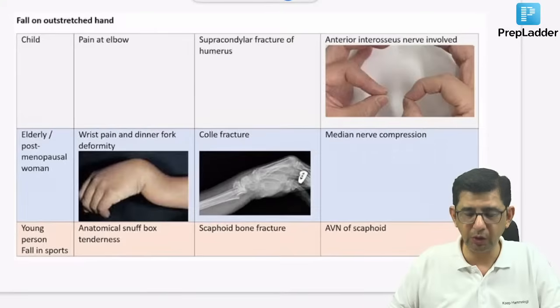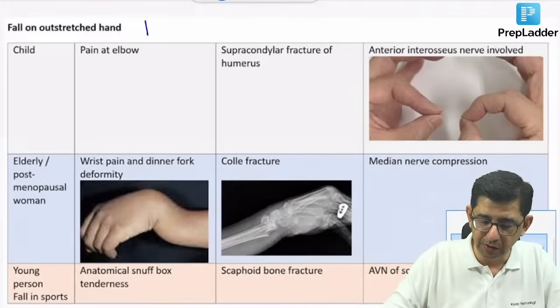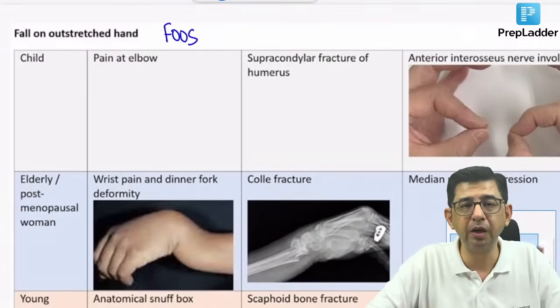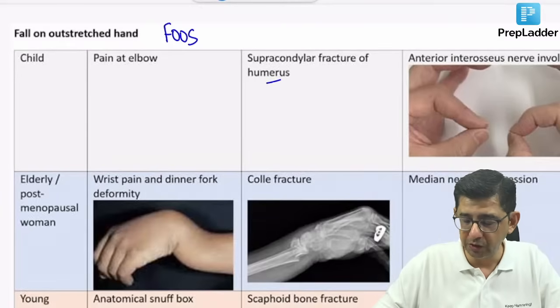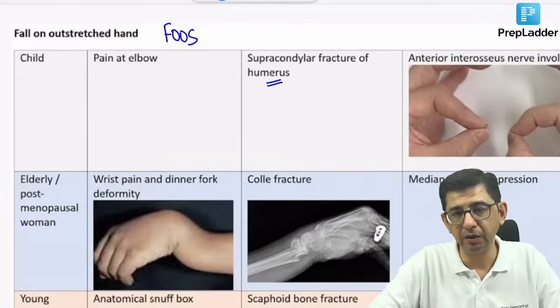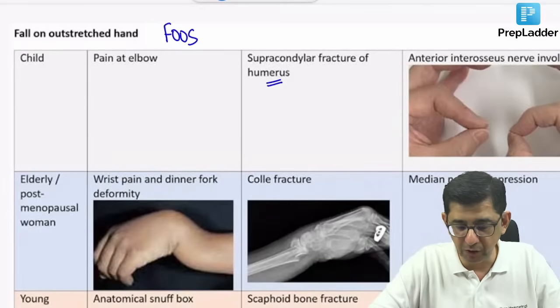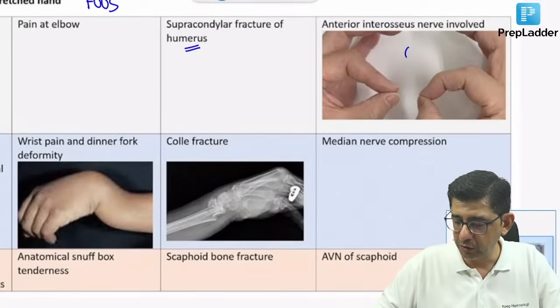In fact, because they put up these questions of FOOSH, that is fallen outstretched hand, I'm just giving you a quick summary here as well. If they give a question on a child and they mention pain at the elbow, then it would be supracondylar fracture of the humerus. The query of a lot of people is, why can't it be a radial head dislocation? Radial head dislocation will not cause any pain. The child will have limitation in movement, but it will not cause any pain, and there would be no deformity present. And with a fall on the outstretched hand, the nerve that usually gets involved in the patient is the anterior interosseous nerve.